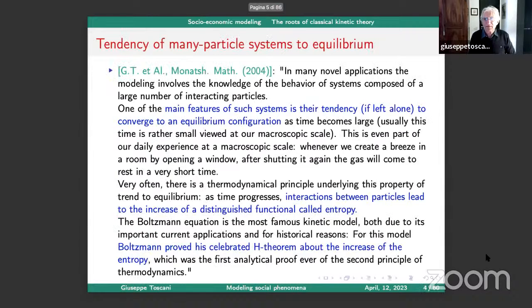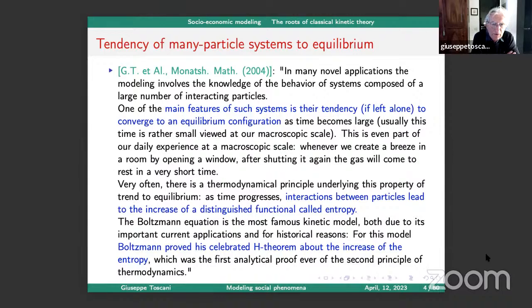But let me start with a page of a paper that I wrote with a lot of co-workers in 2004, more or less 20 years ago. This is the introduction of a paper about entropy and entropy type inequalities. It says that in many novel applications, the modeling involves the knowledge of the behavior of systems composed of a large number of interacting particles. One of the main features of such systems is their tendency, if left alone, to converge to an equilibrium configuration as time becomes large. Usually this time is rather small viewed at our macroscopic scale.